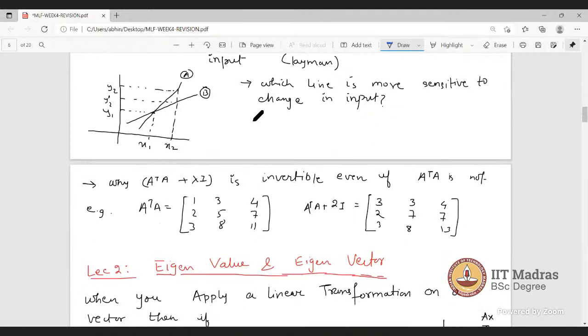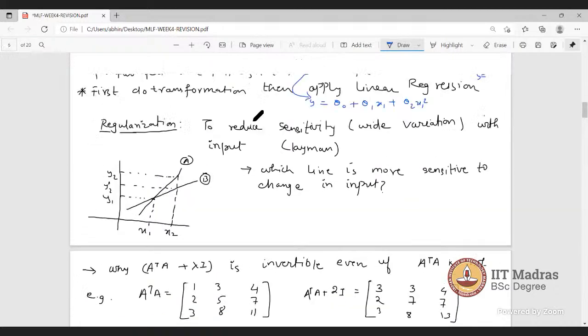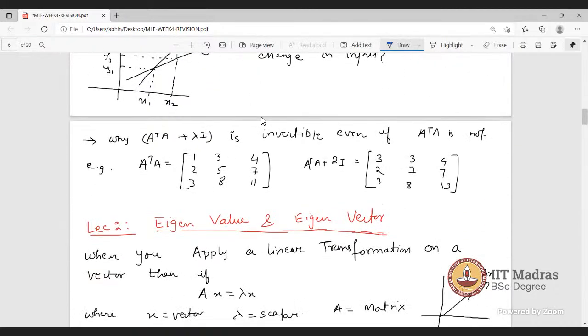Okay. So the next thing which I was asked a lot, even in the live session, was this. In one of the expressions, sir has written A transpose A plus lambda I is invertible even if A transpose A is not. So can you tell me when a given matrix will not be invertible? If it is a singular matrix. Yeah, so singular means its determinant is 0, and determinant is 0 when it is not full rank. Yeah, not full rank, it means its columns are not independent, right? Or its rows are not independent.